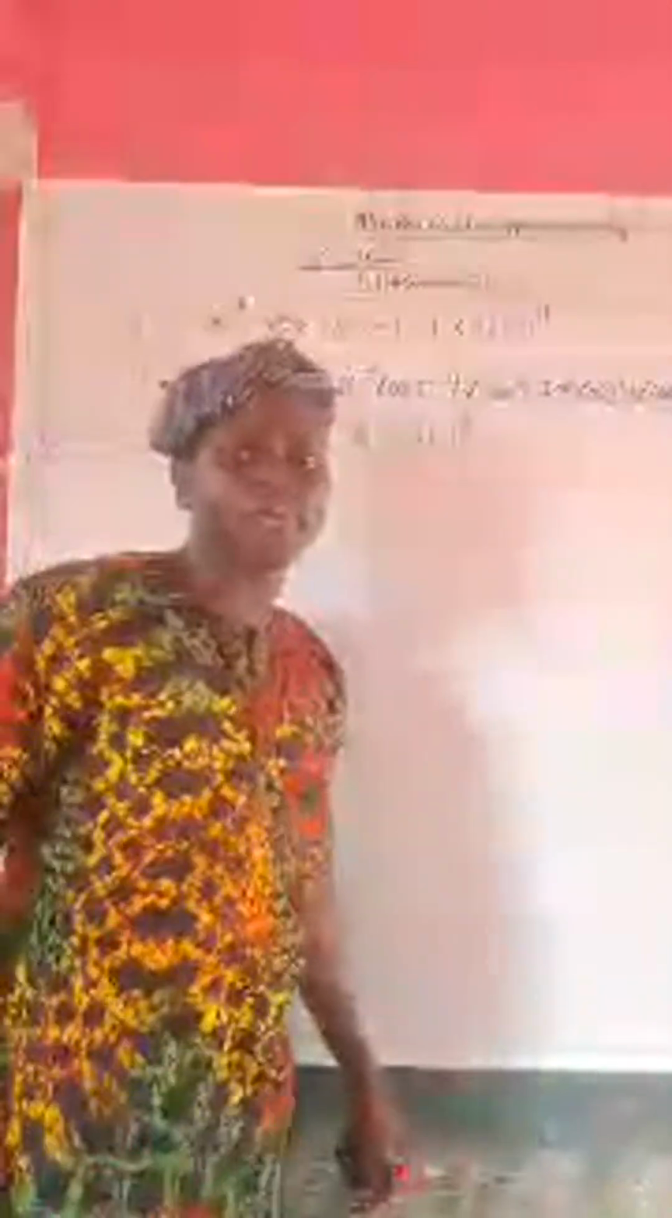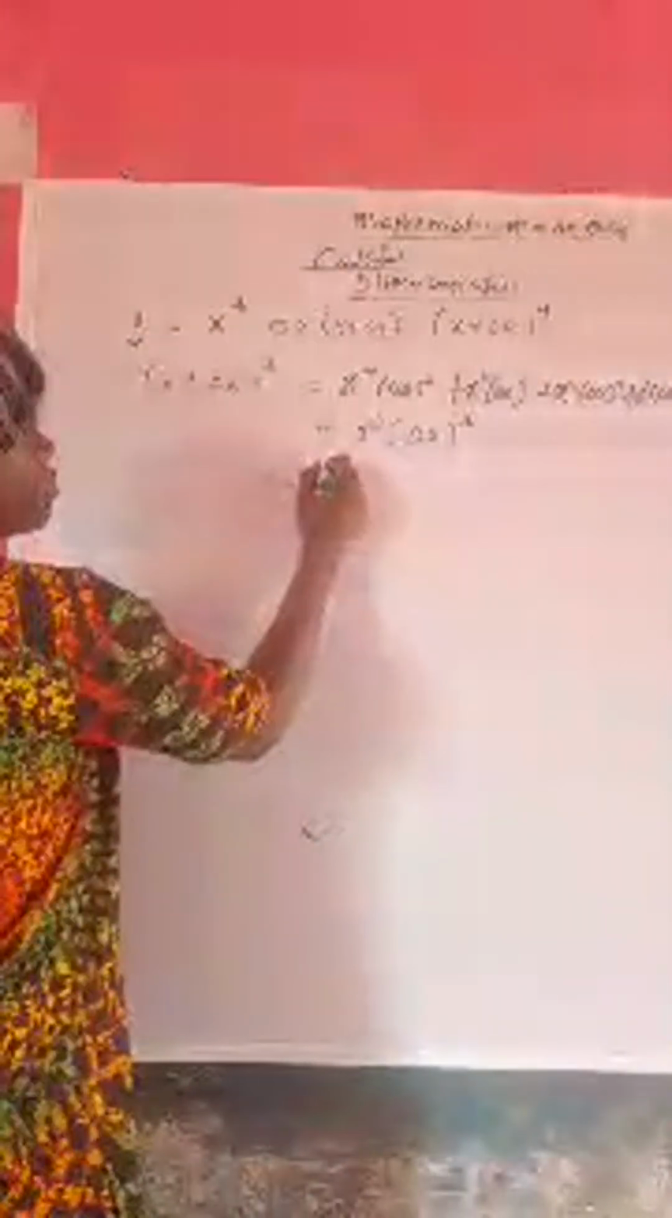Your x will decrease to what? X raised to the power 1. While your increase in x will increase to what? To the 3rd power. Then the last one, plus x raised to the power 0. And then your increase in x will be raised to what? The 4th power. I hope you are getting it. So this will now be equal to x raised to the power of 4.